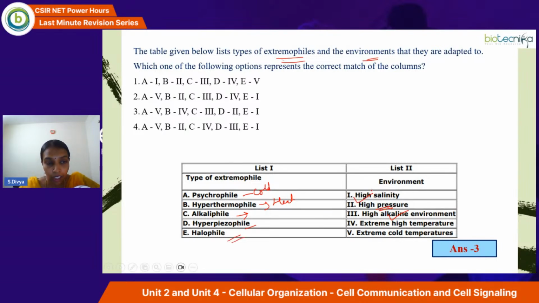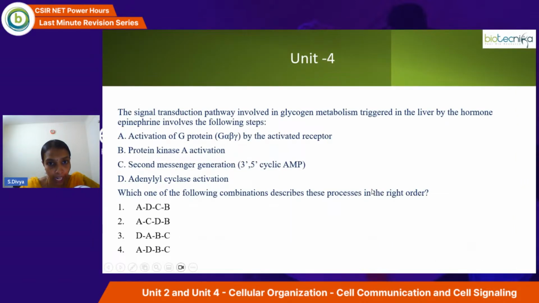Okay. Now quickly moving on to unit 4, and the very first question from unit 4 is: the signal transduction pathway involved in glycogen metabolism is triggered in the liver by the hormone epinephrine. Now this includes these many steps. You have to identify the right order in which the steps are activated: G protein, protein kinase A activation, second messenger generation, AC activation.